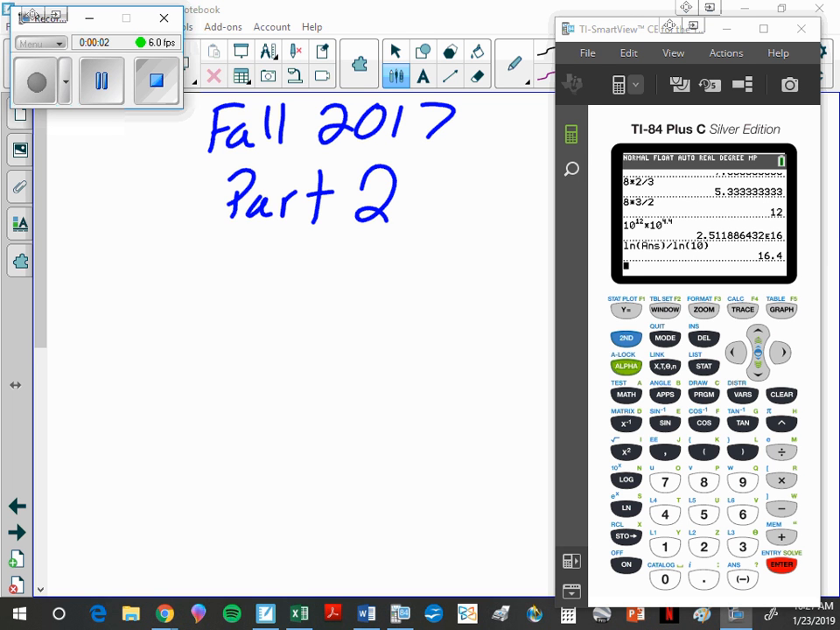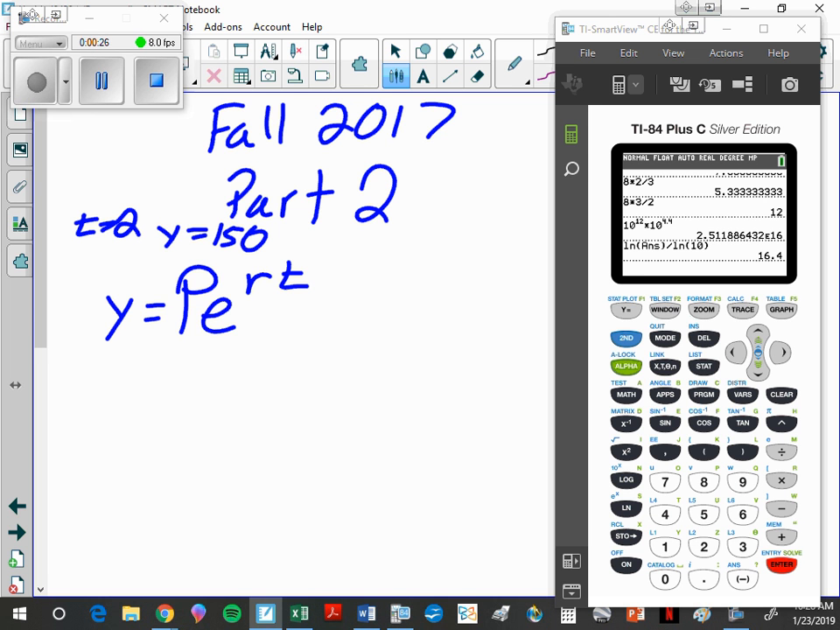So for number 1, we have PERT, and we want to know at time 2 hours the concentration of the drug is 109 milligrams per liter. Use this information to calculate the value of dk. So I know that when t equals 2, y equals 150.